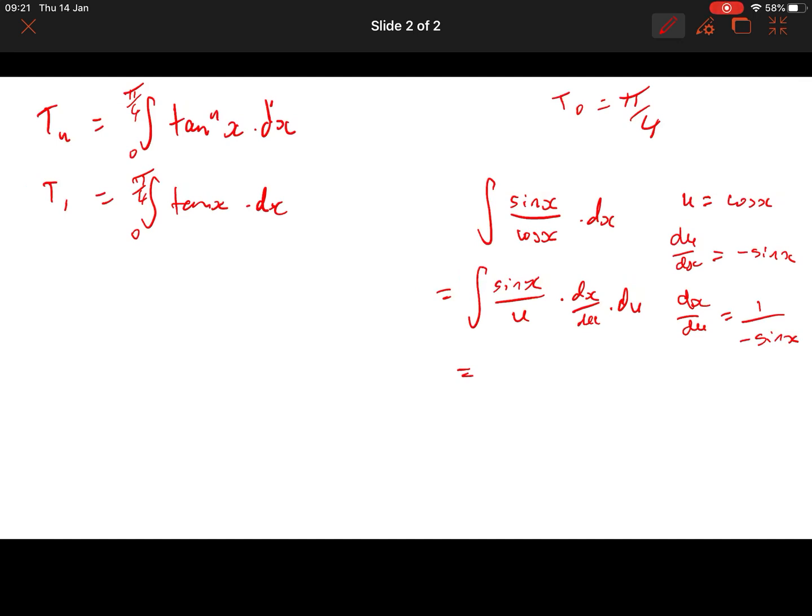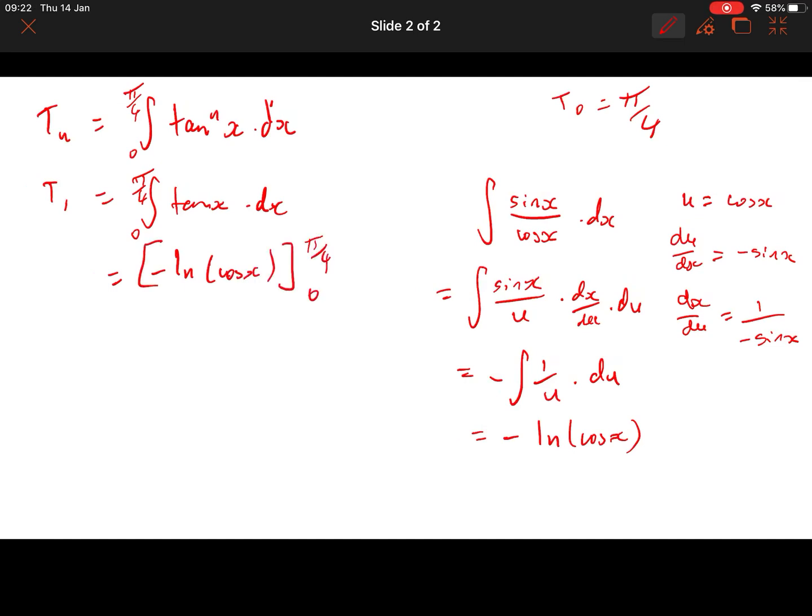So that's going to be, look at that, the sine x's will cancel off, so it's going to be minus the integral of 1 over u with respect to u, which is going to be equal to negative log of u, which is cos x. Okay, so it's going to be negative log cos x between pi over 4 and 0. Okay, notice I've gone back to x, so I don't need to change my limits of integration.